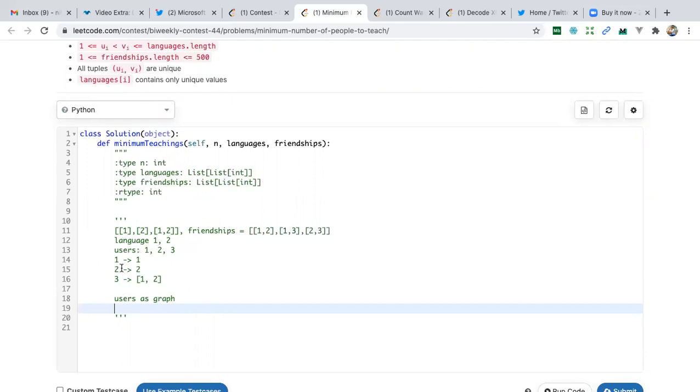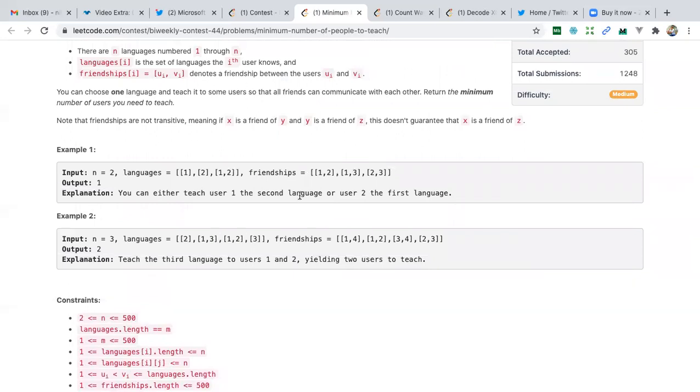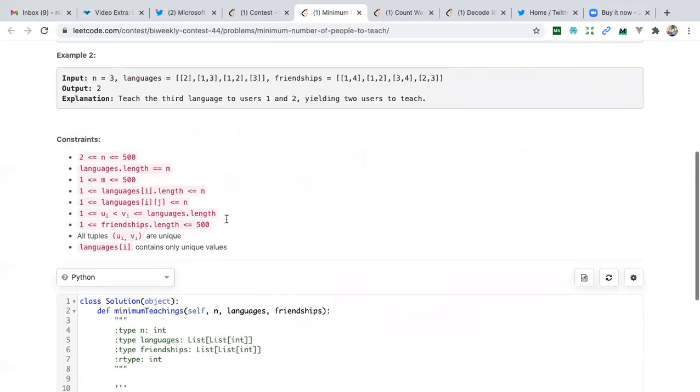So in this case, 1 and 2 are friends. So can they communicate? No, because the first user knows only language 1 and the second knows only language 2. There should be one common language between them to communicate. So we need to teach them either language 1 or 2. And user 3 can speak all the languages. So we need to teach one language. Yes, okay, got it.